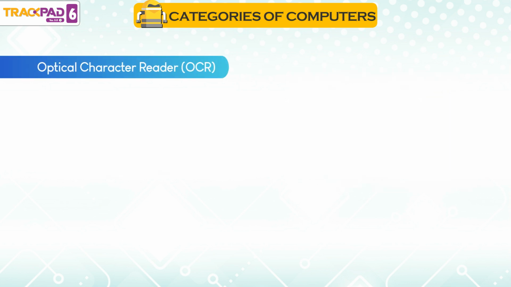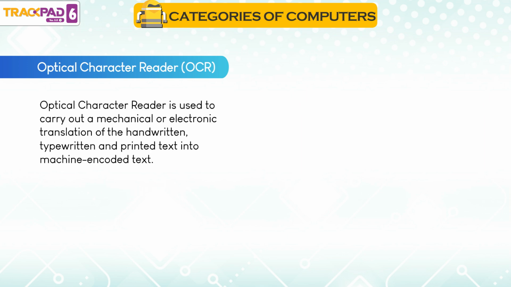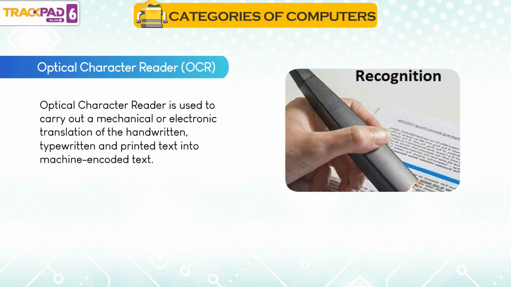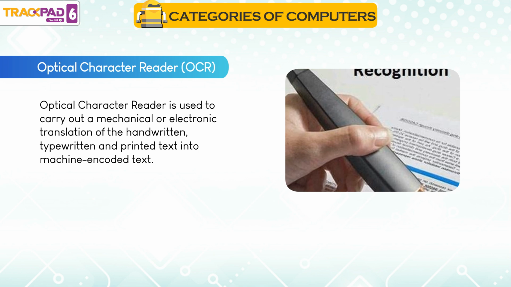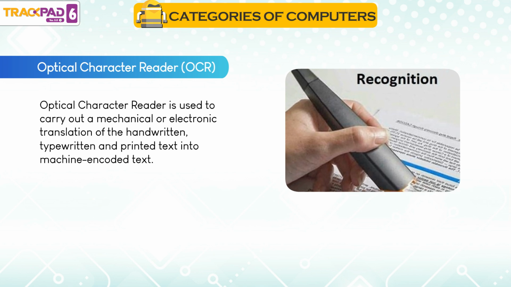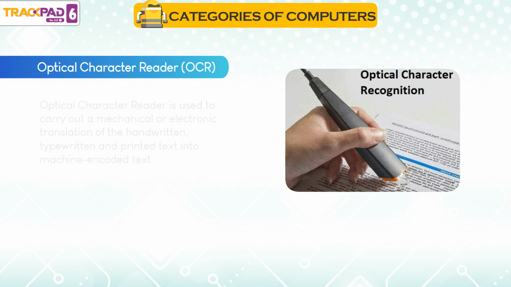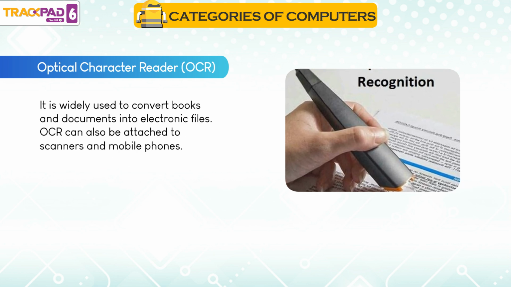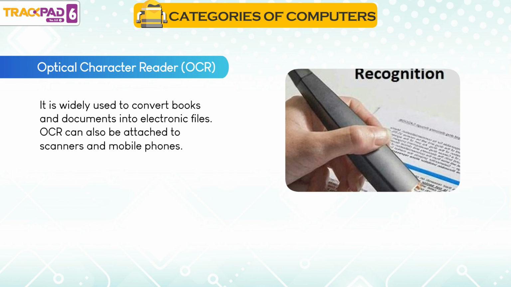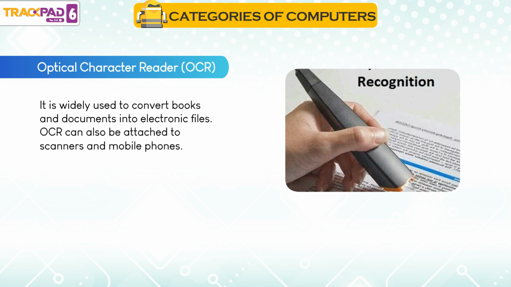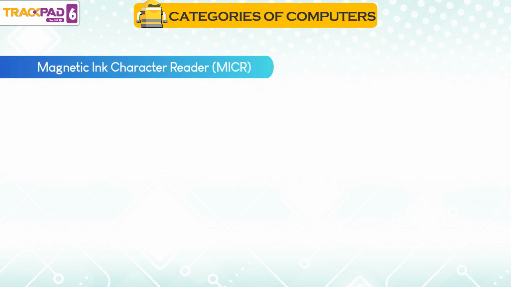Optical character reader, OCR. Optical character reader is used to carry out a mechanical or electronic translation of handwritten, typewritten, or printed text into machine-encoded text. It is widely used to convert books and documents into electronic files. OCR can also be attached to scanners and mobile phones.